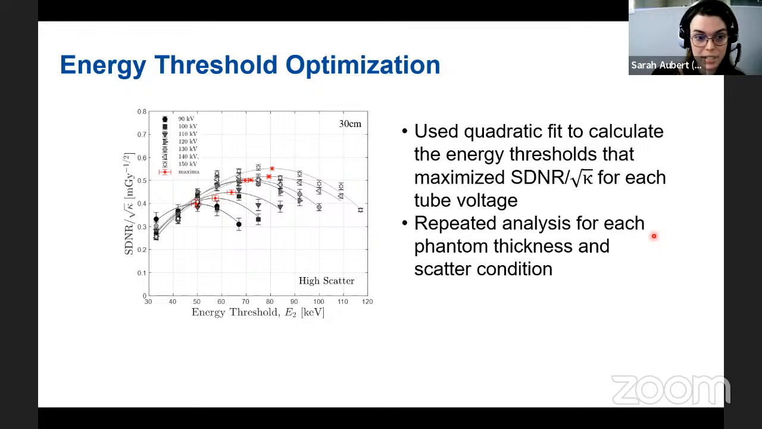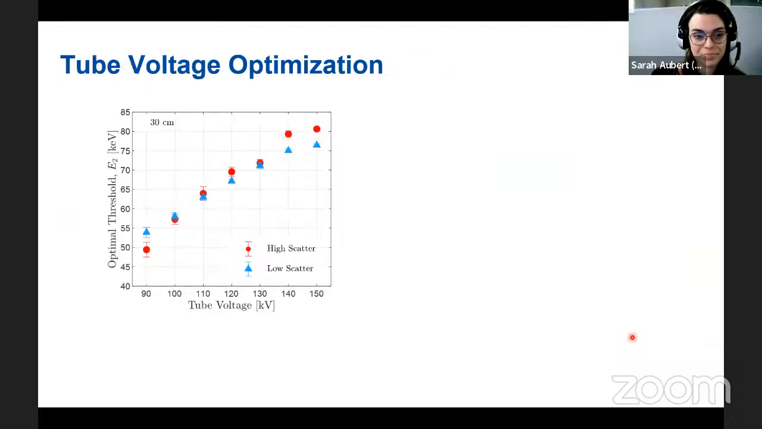And so what we did is we took the SDNR per root kerma, shown here, and we plotted it as a function of energy threshold, where each different shape here represents a different tube voltage. So the data shown here is for our 30 centimeter thick phantom under high scatter conditions. And so we used a quadratic fit to calculate what energy threshold would maximize this SDNR per root kerma for each tube voltage, and then repeated this analysis for each phantom thickness and scatter condition.